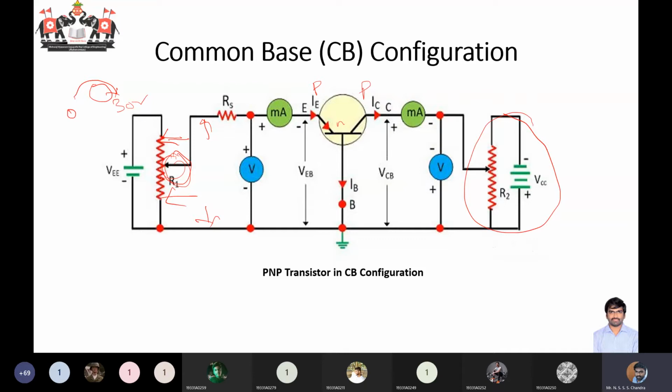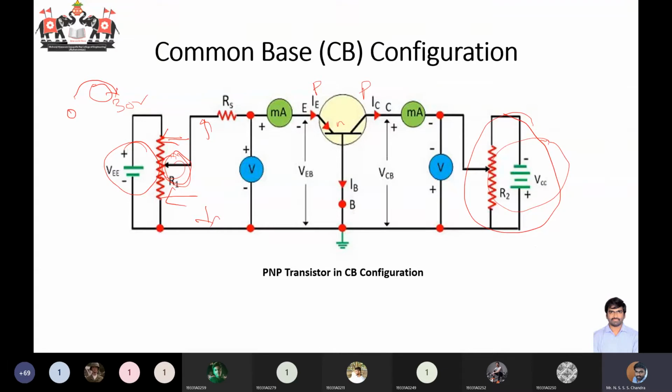Because as you know, usually we keep the transistor in such a way that your emitter base junction is forward biased and collector base junction is reverse biased. That's why I'm using a positive supply to the emitter, whereas I'm giving a negative supply to the collector, for a PNP transistor.